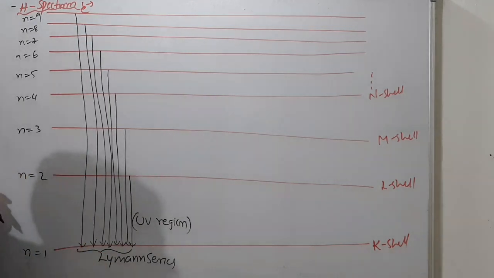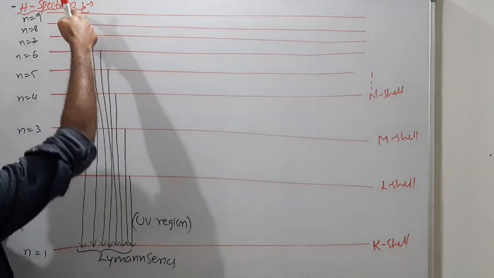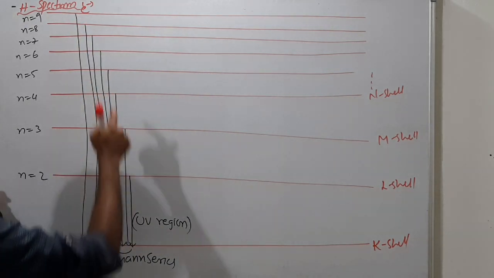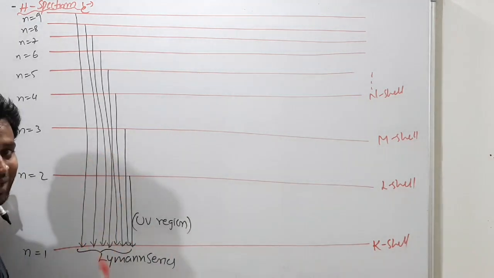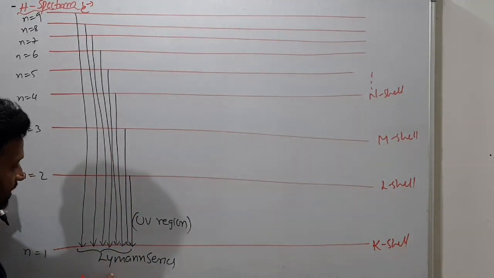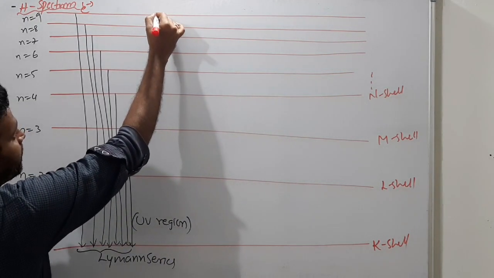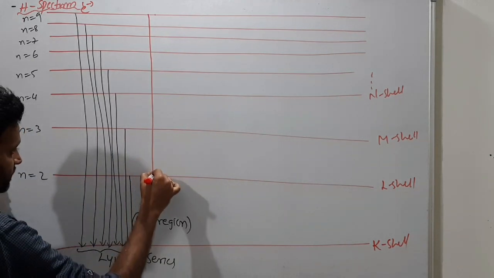That is Lyman series. So as electron jumping from higher level to first level means 9 to 1, 8 to 1, 7 to 1 and 6 to 1, everyone like that. 5 to 1, 4 to 1, 2 to 1, 3 to 1. All these series of spectral lines come under Lyman series. And what are the Balmer series spectral lines now? Balmer series, higher to second.